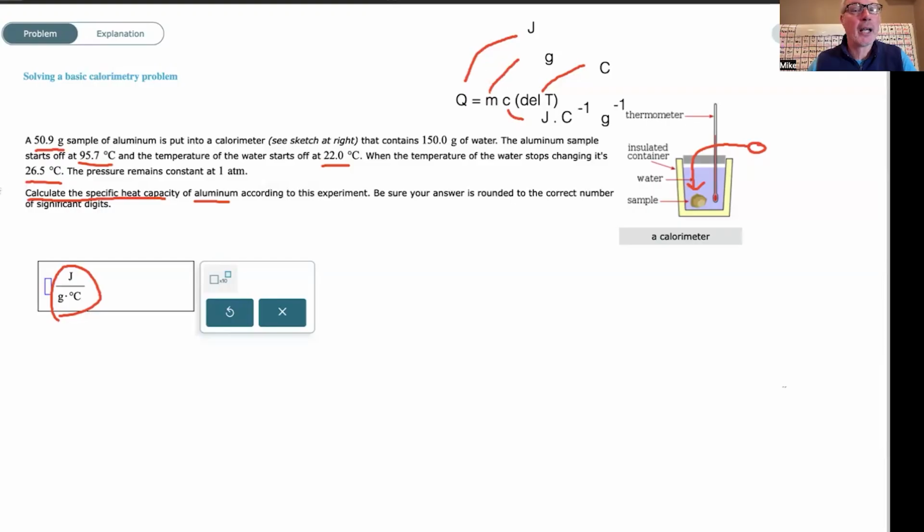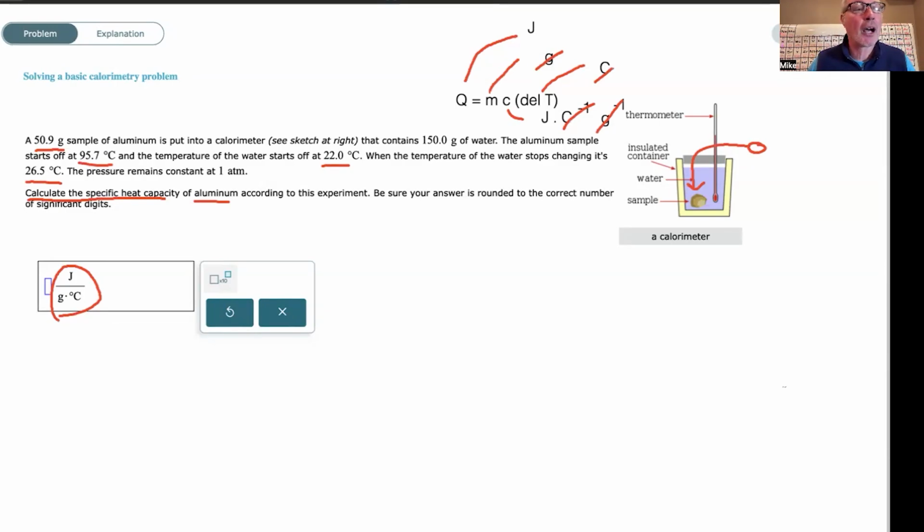But what's going on with grams? On the right side of the equal sign, mass is in grams, but specific heat capacity is in inverse grams, so they cancel out. Delta T is in Celsius. Specific heat capacity is in inverse degrees Celsius. So the most commonly expressed units are joules per gram per degree C. Keep that in mind when we get our result today. We've got to have it in those units. Now, you might see calories instead of joules, but they said joules.